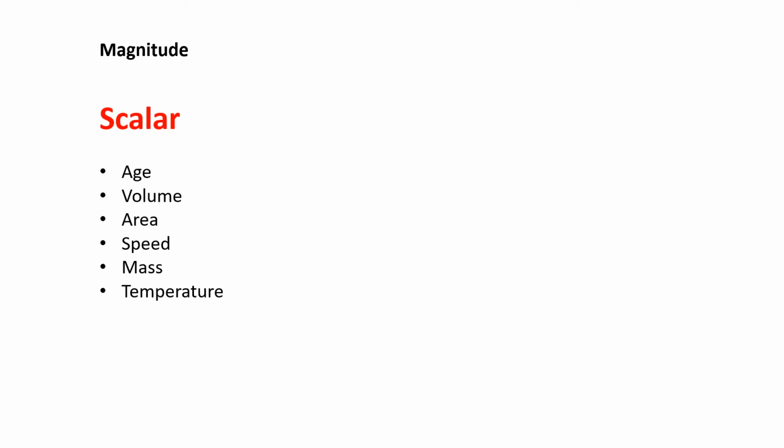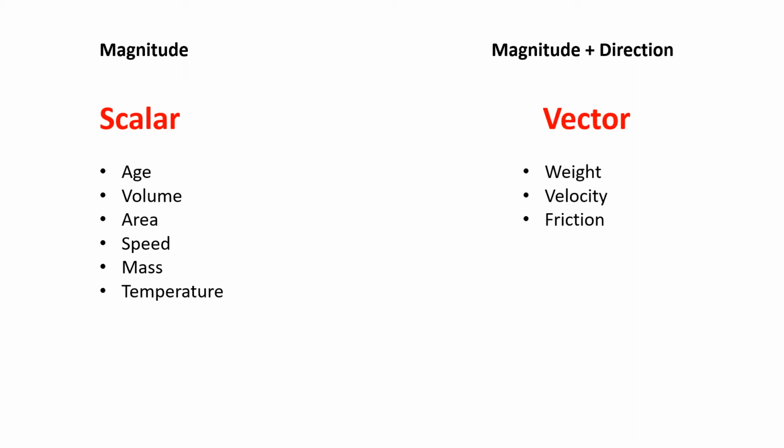The only thing you might be confused about is speed. However, speed is differentiated from velocity. Speed does not have a direction, while when we add direction to speed, it becomes velocity. However, there are also some quantities with magnitude that also have a direction, like I mentioned, as velocity. These are specified into the vectors category. Some examples can be weight, velocity, friction, etc.